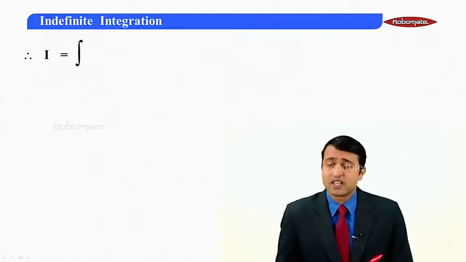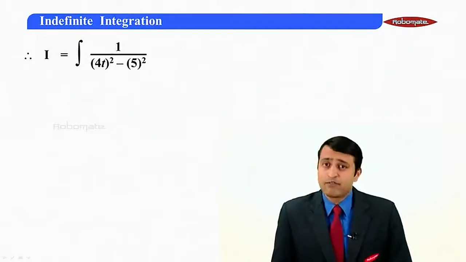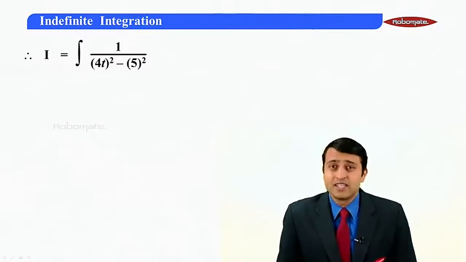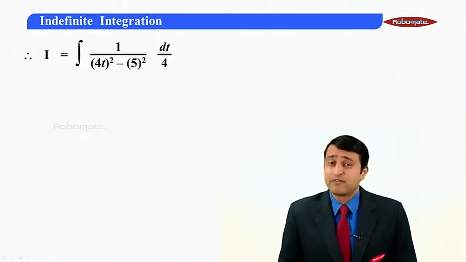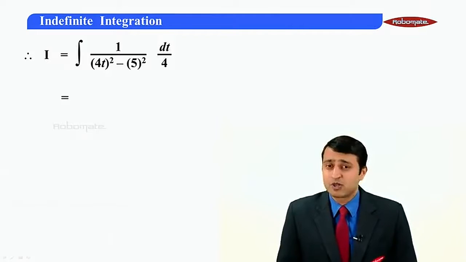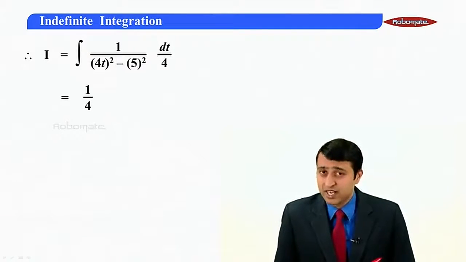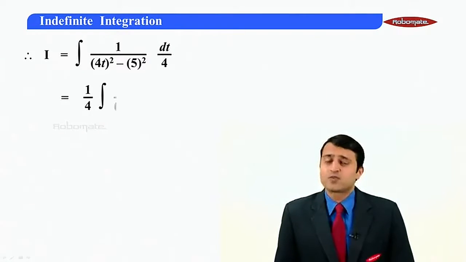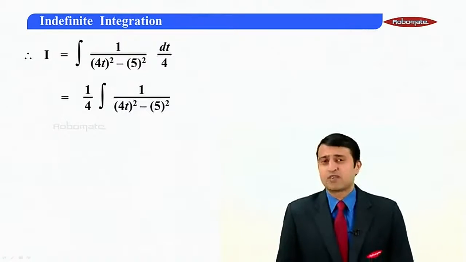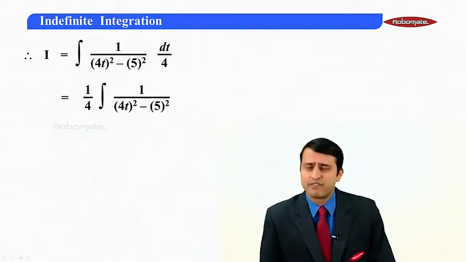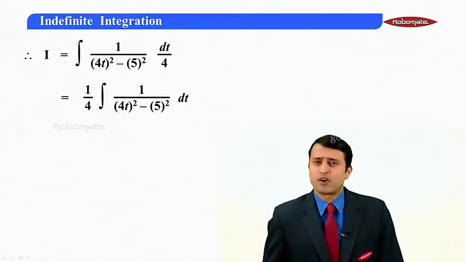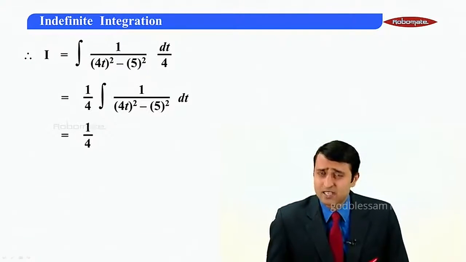So can I say the integral will become 1 upon 16t square minus 5 square, and dt by 4. Now 4 is a constant in the denominator, so let's write in the next step 1 by 4 outside the integral. What we get is 1 upon 4t the whole square minus 5 square, which is very much in the standard form. So let's apply the formula for 1 upon x square minus a square.